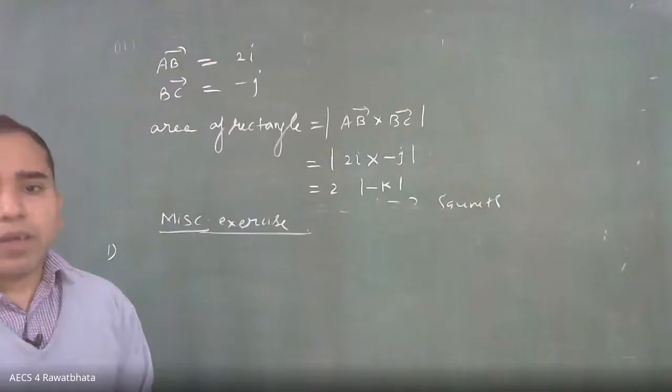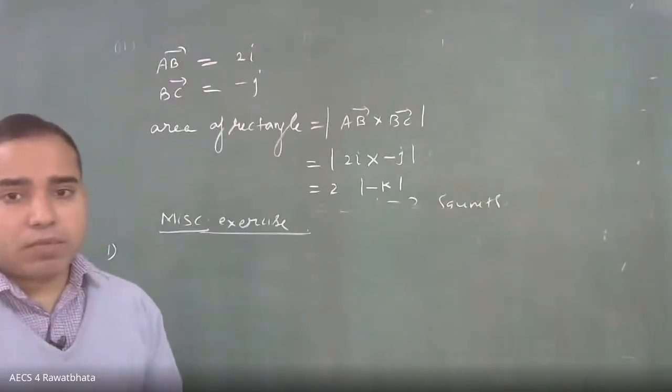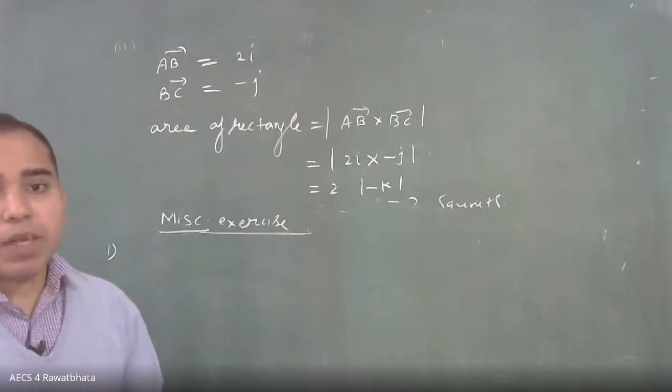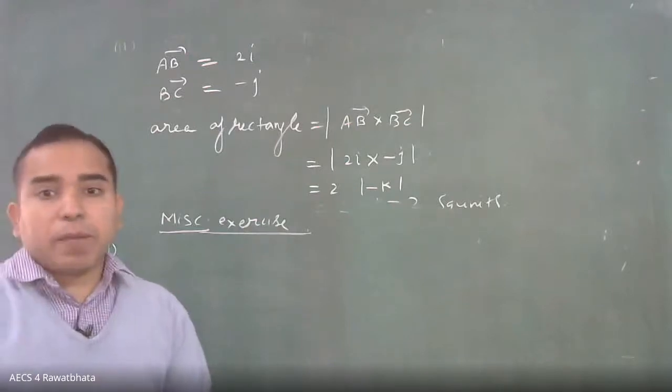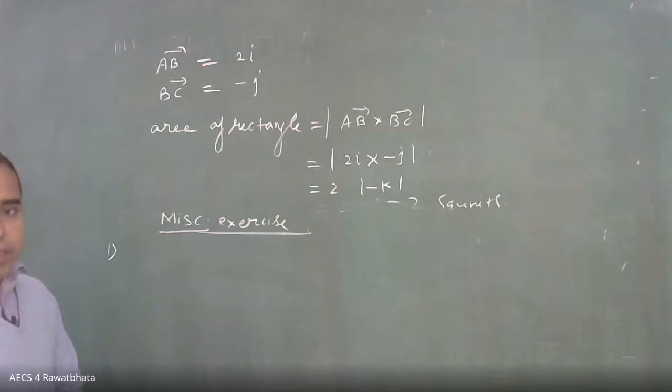Sir, right, they did not say anticlockwise. Yes, we assume anticlockwise. One minute, let's talk about it. Write down a unit vector in xy plane making an angle of 30 degrees with the positive direction of x-axis.